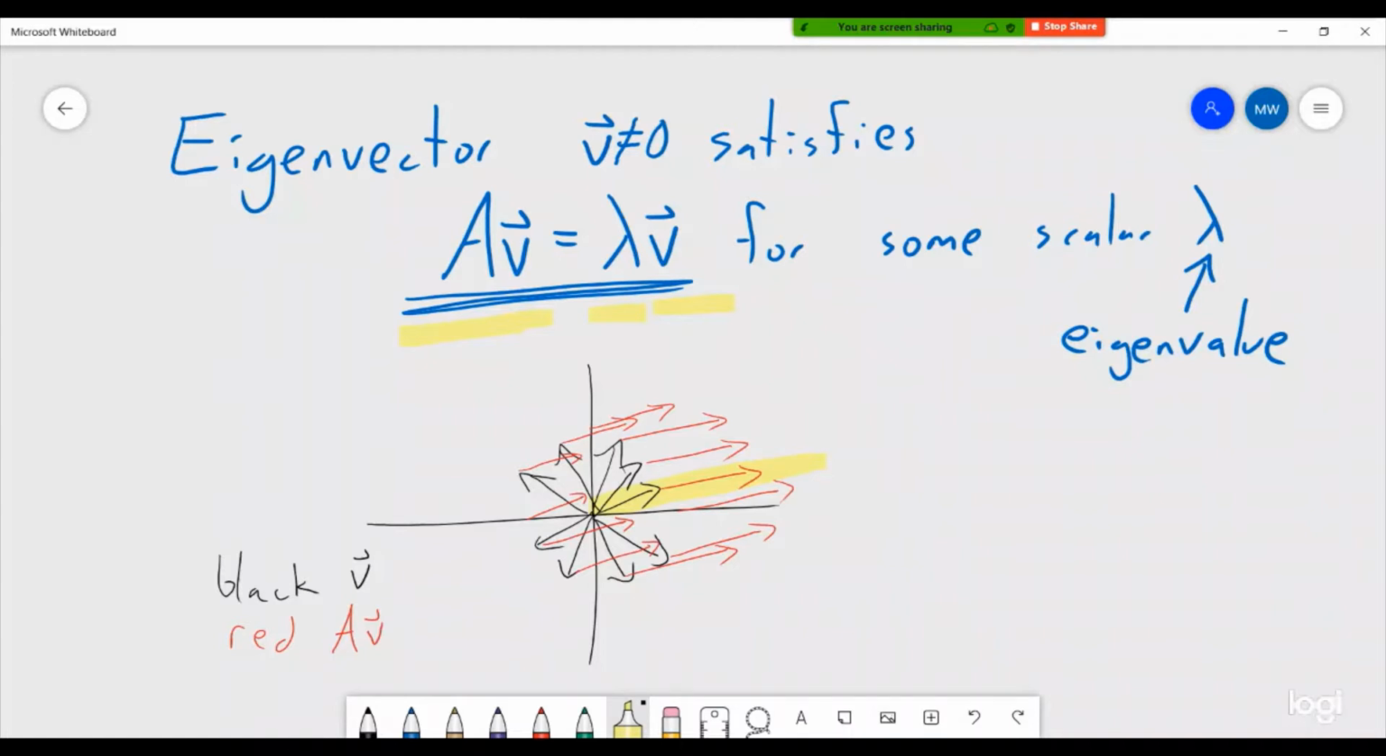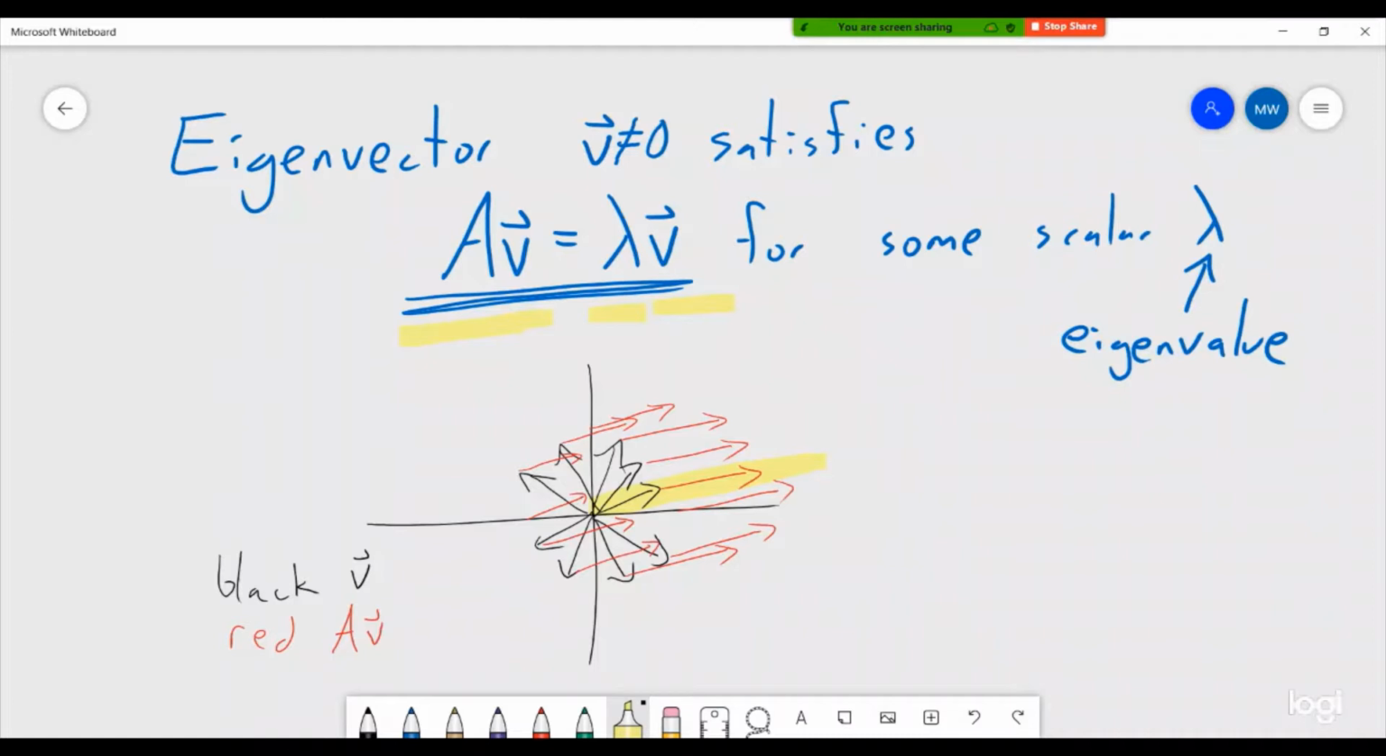Did that make sense as to geometrically what it means? Yeah, so if you have a bunch of vectors, A transforms all of them, and it's going to be the vector whose transformation is a scalar multiple of itself. Yeah, and so this would be our eigenvector.